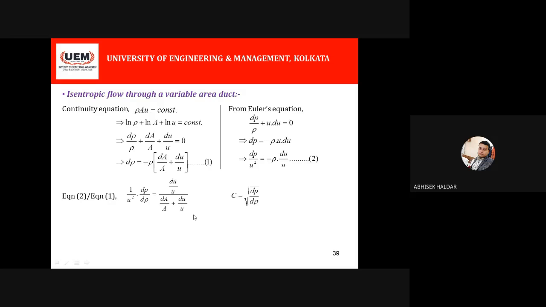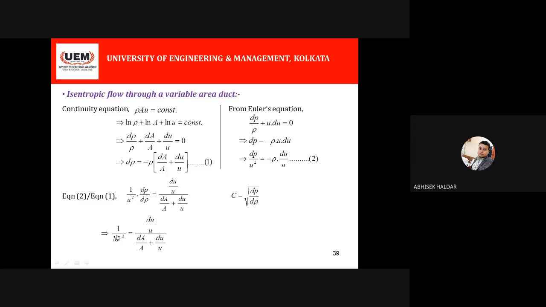Now we also know this term. What is this term, dP by d rho? This dP by d rho means c square, because c is equal to under root dP by d rho. This is the general equation I know, isn't it? So if I put that, it will be c square by u square. C square by u square means 1 by M square, because Mach number M is equal to u by c.